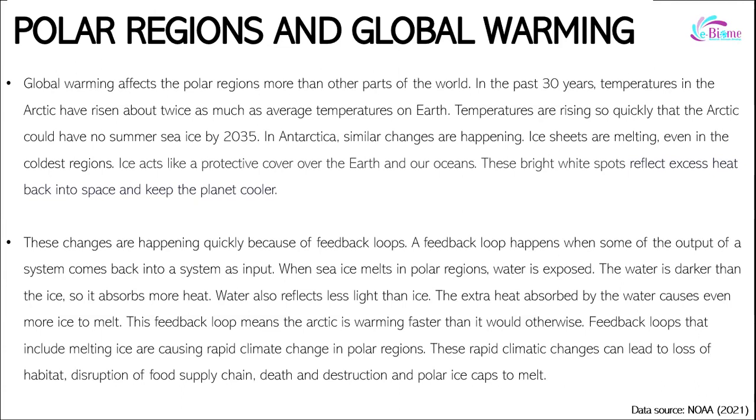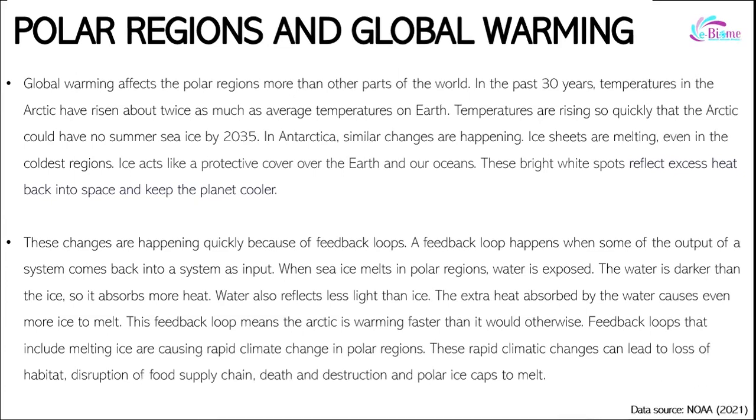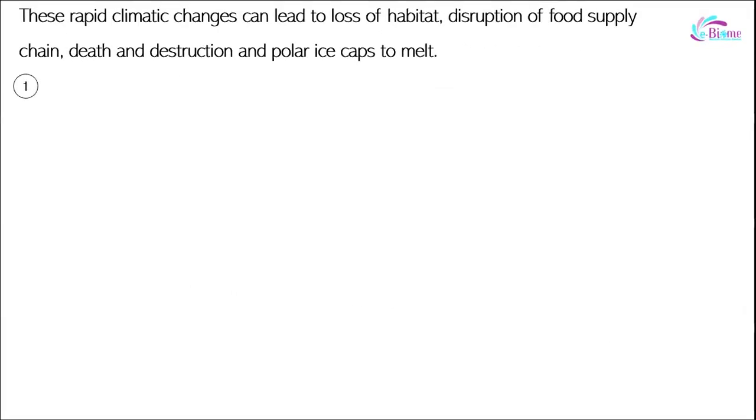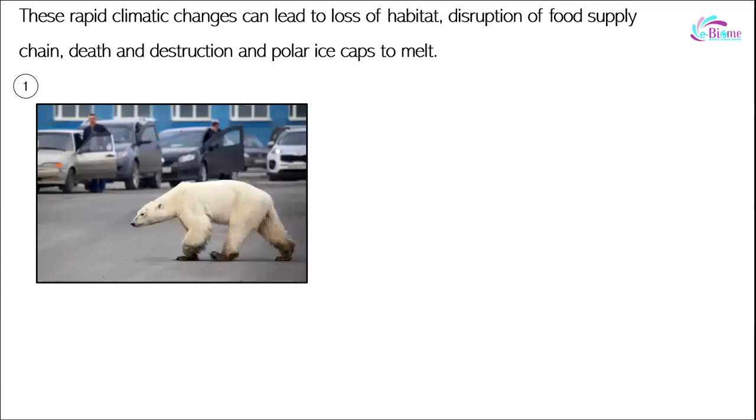Feedback loops that include melting ice are causing rapid climatic changes in polar regions, and these climatic changes lead to the loss of habitat, disruption of food supply chains, death and destruction, and polar ice caps to melt. These are some pictures showing the various effects of when polar ice caps melt. We're seeing where different organisms, fauna and flora, are either going extinct or having to shift from their habitats because they're losing their homes due to the rapid climatic changes that are occurring.